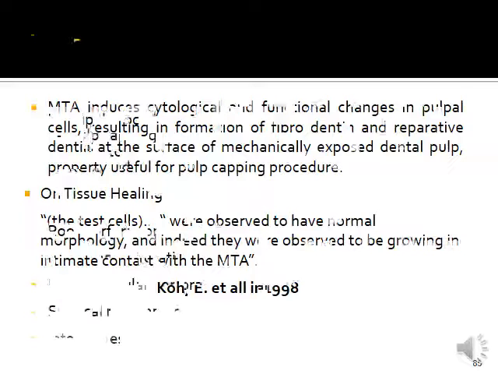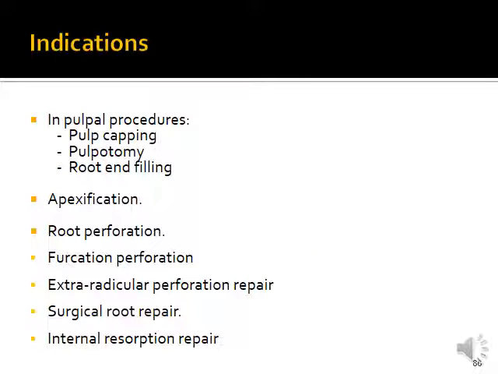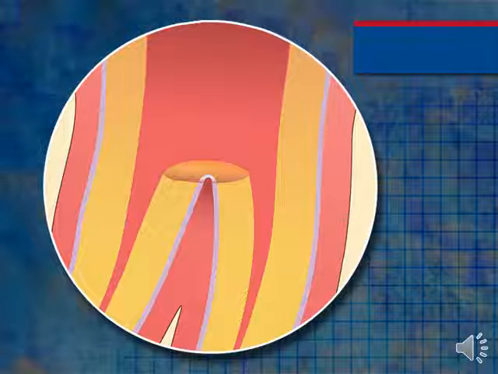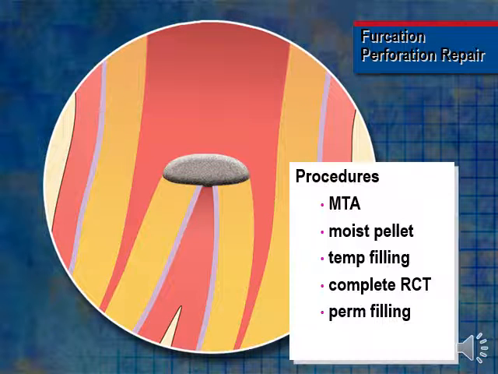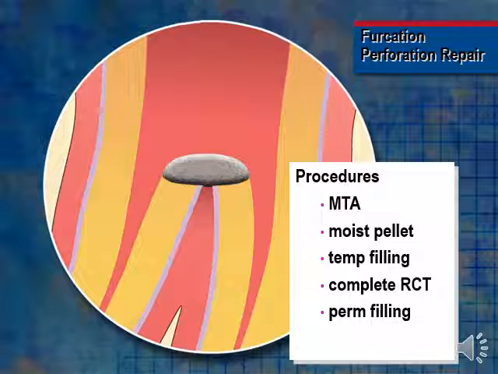In 1998. Indications in pulpal procedures: pulp capping, pulpotomy, root-end filling material, apexification, root perforation, furcal perforation, radicular perforation repair, surgical root repair, internal resorption. Procedure: MTA, moist pellets. Apply the moist pellet, then temporary filling, complete RCT, permanent filling.